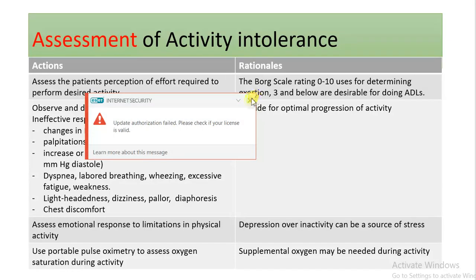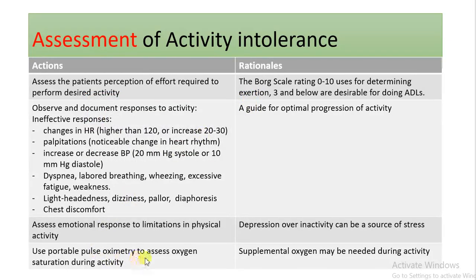Use portable pulse oximetry to assess oxygen saturation during activity. For some patients during activity, oxygen saturation will be reduced to less than 90%, so they would need oxygen supplementation. Supplemental oxygen should be available if the saturation is reduced.